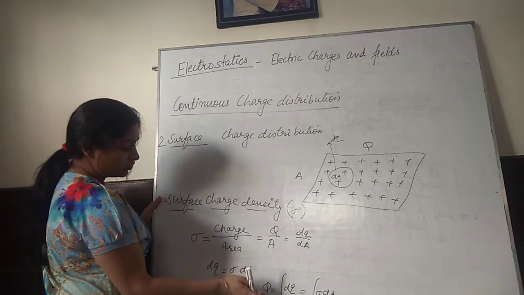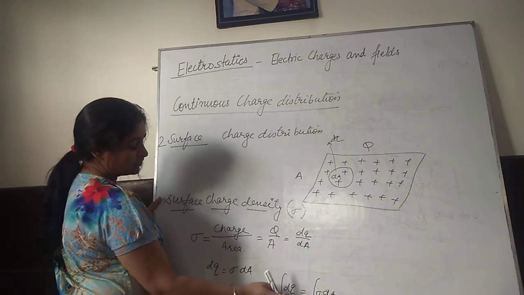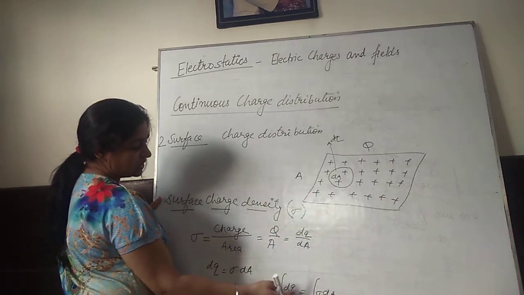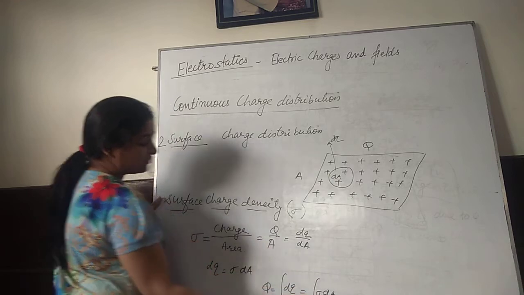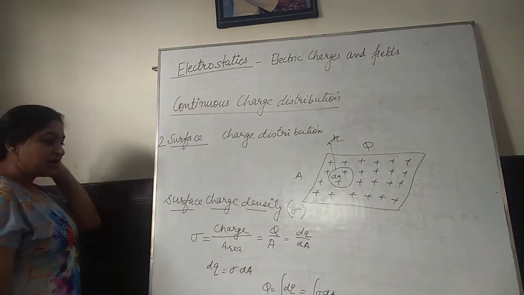So here also, the total charge of the sheet we can write in terms of small charge, integration of small charge of small portion of the sheet, and that is sigma into dA. So you can find out. So this was the second type of charge density.